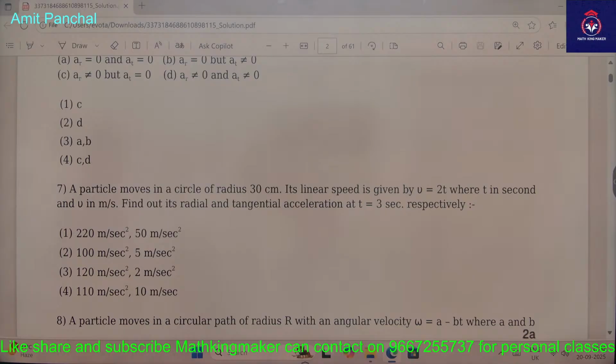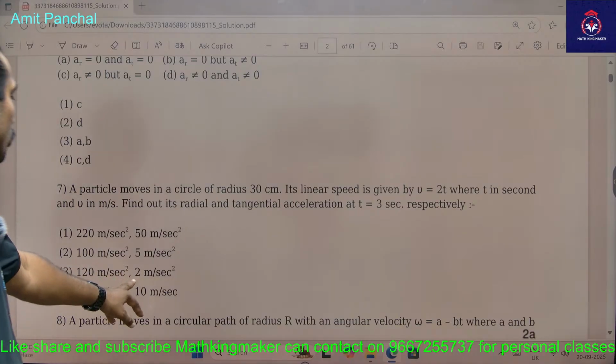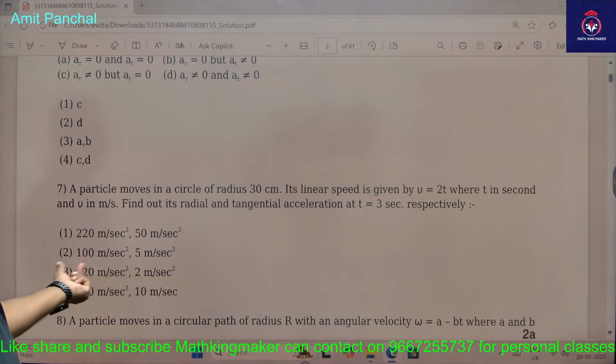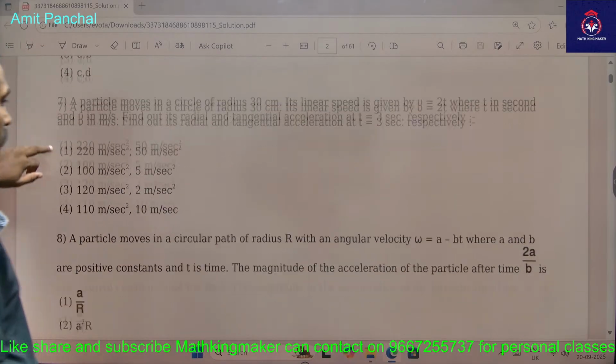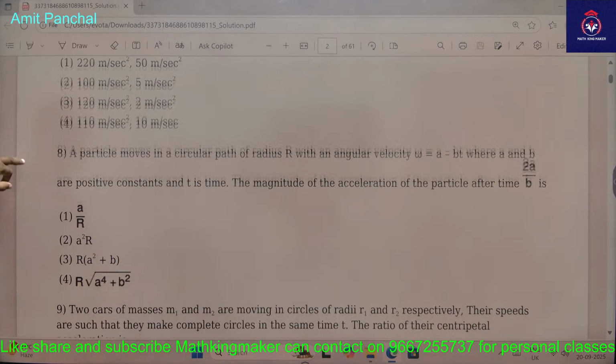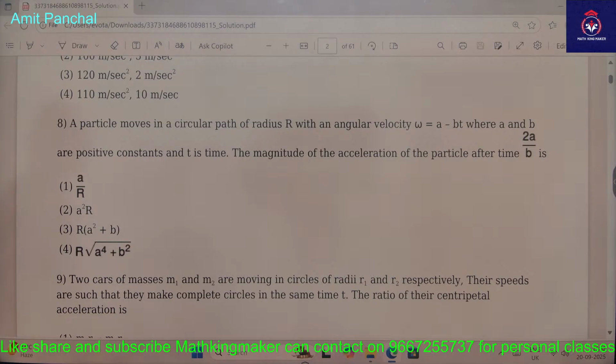Yes. If it is an MCQ question, then only 2 meter per second square is given in the third option. So you need not find centripetal acceleration as well. Got it? Okay, very good. This one, 8th. So it is okay. Okay, very good.